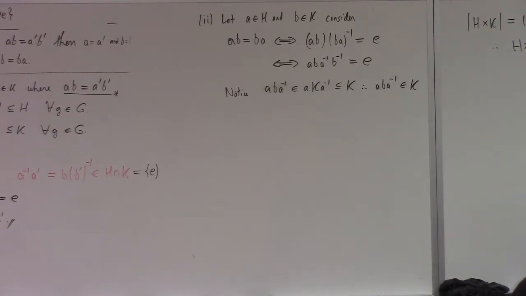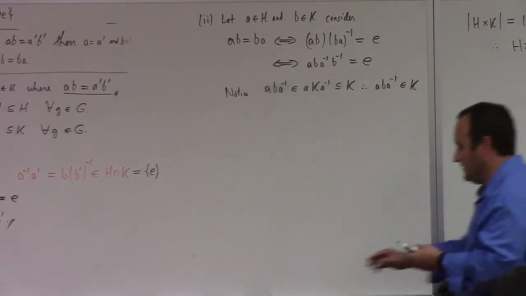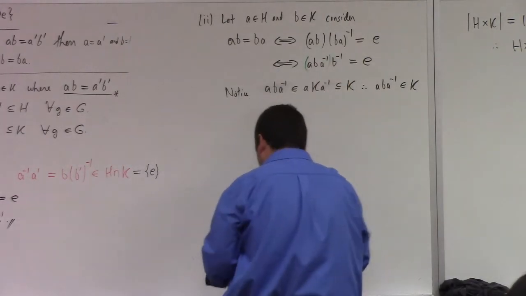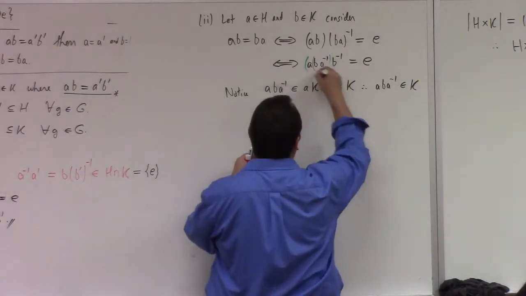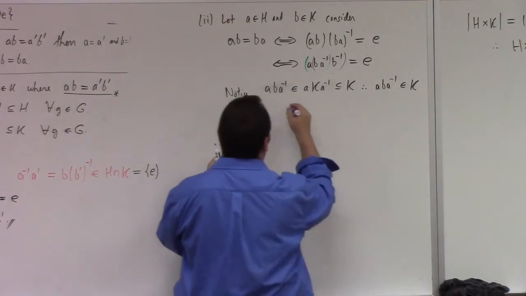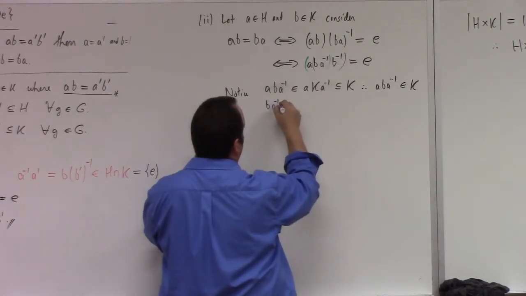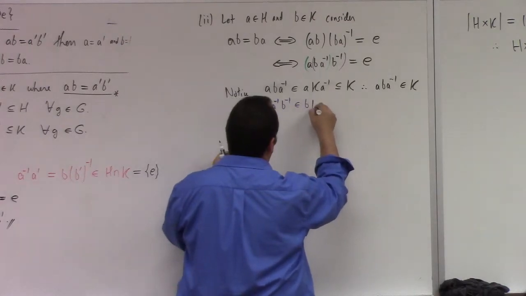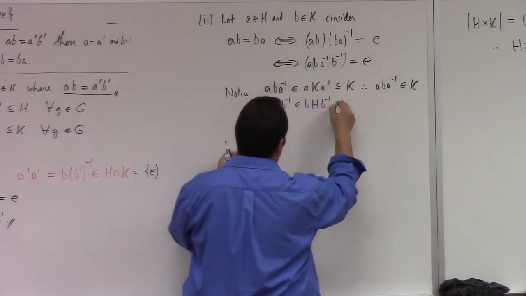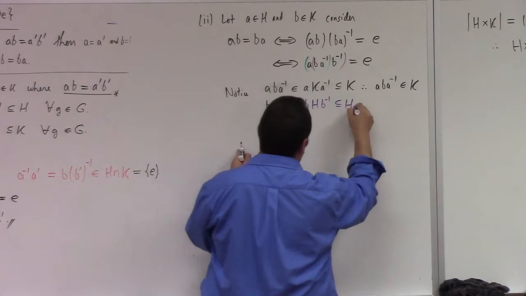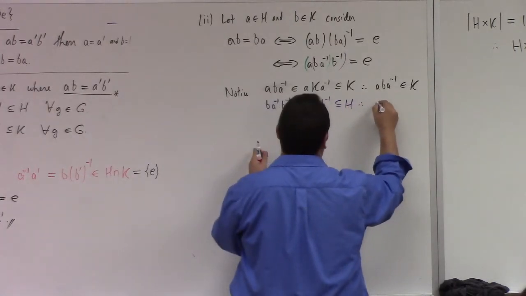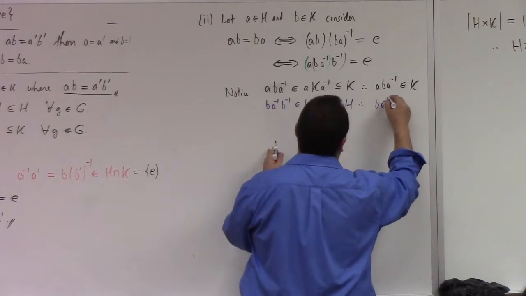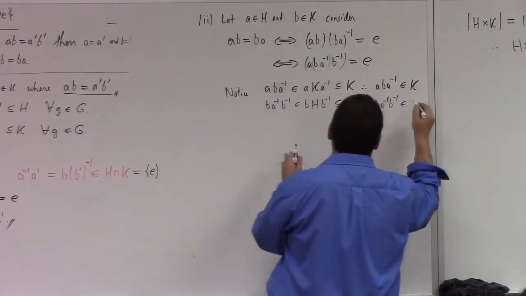And I can play the same game. See, I just played that game with this piece, right? But I could play that same game with this piece, yeah? So I also know that B A inverse B inverse is an element of B H B inverse, which is a subset of H by normality. Therefore, B A inverse B inverse is an element of what?